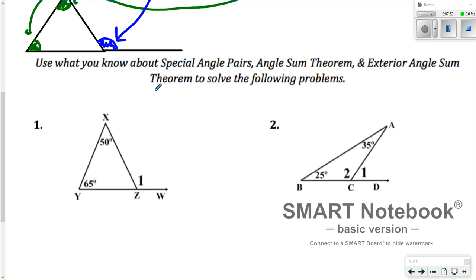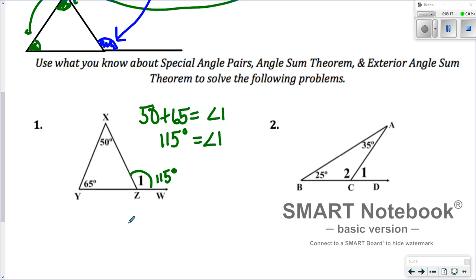This one we're going to be using the exterior angle sum theorem. So we add the two, 50 plus 65, which will give us angle 1. When you add up those two, you will get 115 degrees for angle 1. So this will be 115 degrees. That's all you have to do.